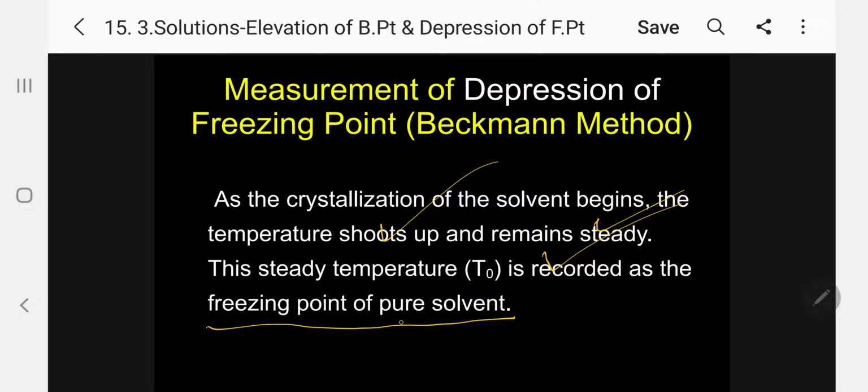Kindly follow. This is not a true freezing point of the solvent. If you measure by an ordinary thermometer, it will be different. But this is a special apparatus used only to measure the difference of freezing point. So in this case, T0 we are measuring by this method.